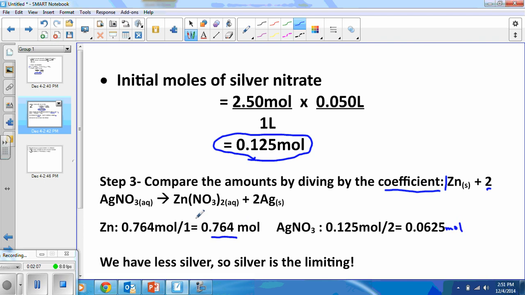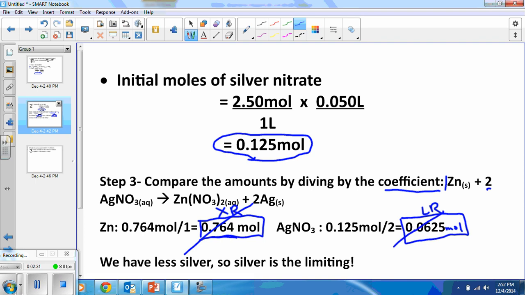If I compare these values, which one's larger and which one's smaller will tell me my limiting and excess. This is smaller, so it's my limiting reactant. This is larger, so it's my excess reactant. We have less silver, so it's limiting. I never, ever, ever want to look at the information for my excess again. Okay? This value, I also don't need to use anymore.